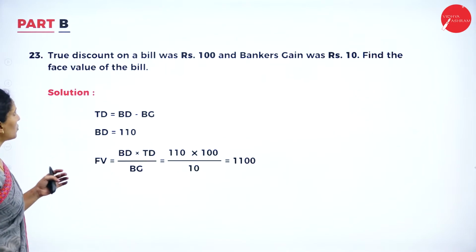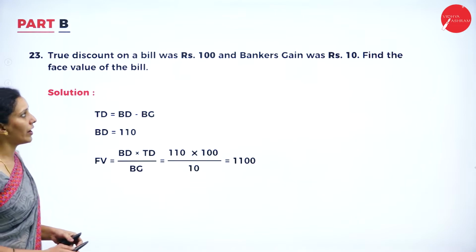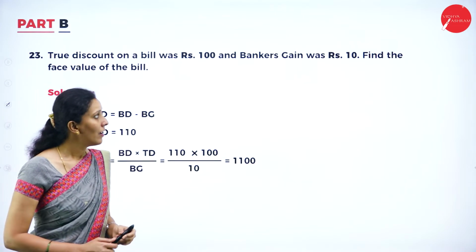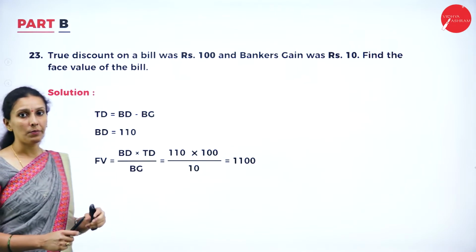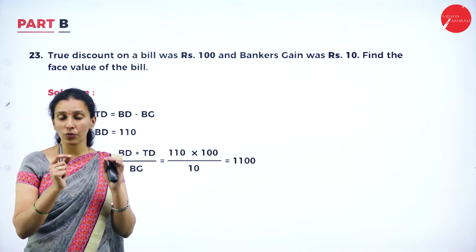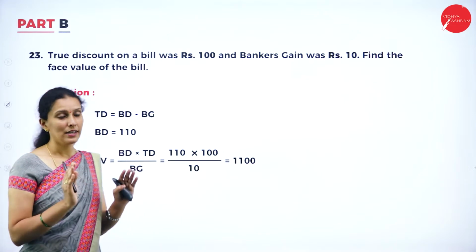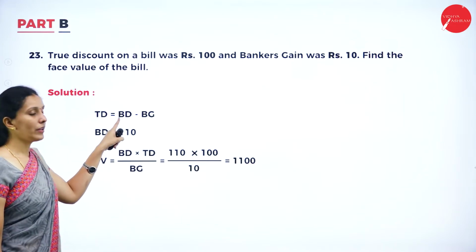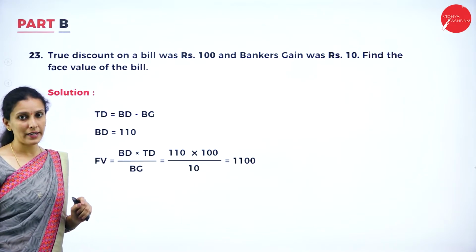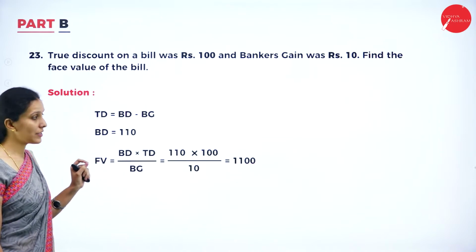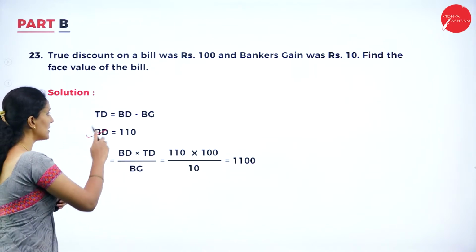Next, we have: true discount on a bill was ₹100 and banker's gain was ₹10. Find the face value of the bill. The chapter on bill discounting is very easy only when you know all the formulas. Here we have true discount as banker's discount minus banker's gain, that is BD minus BG. So, here we need banker's discount.